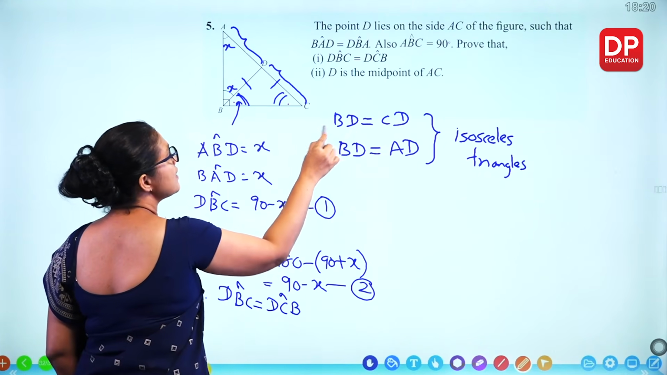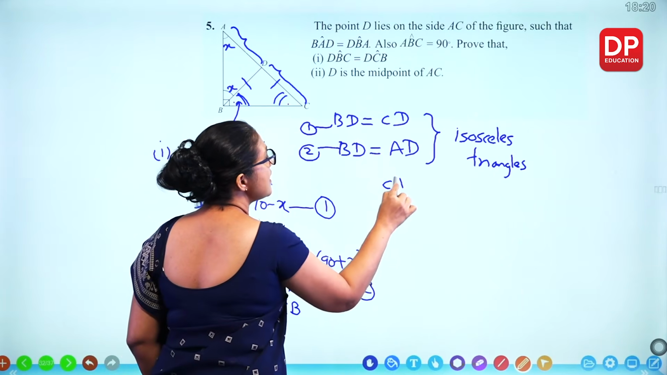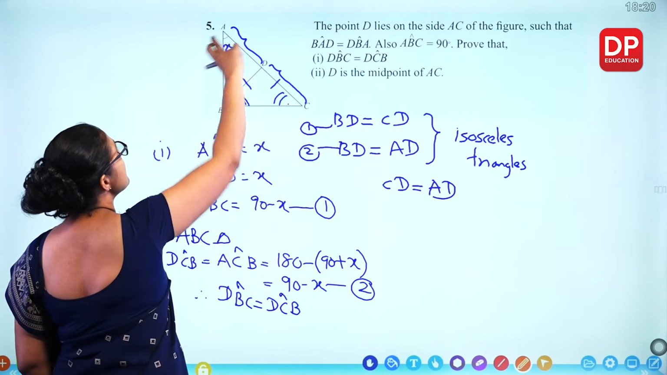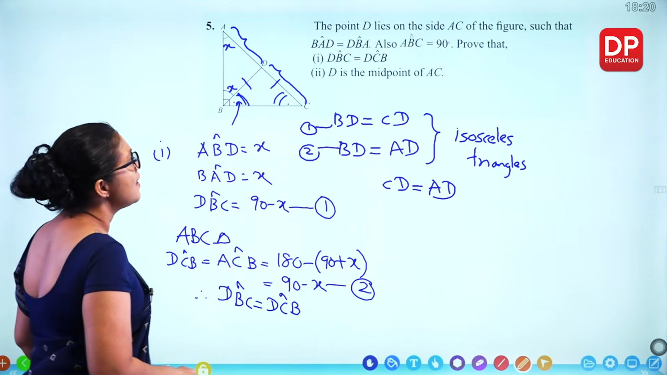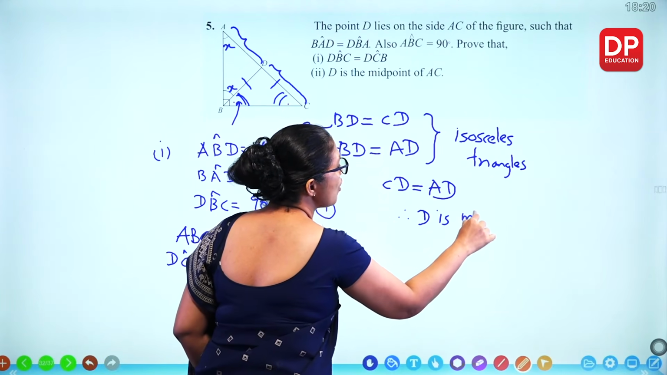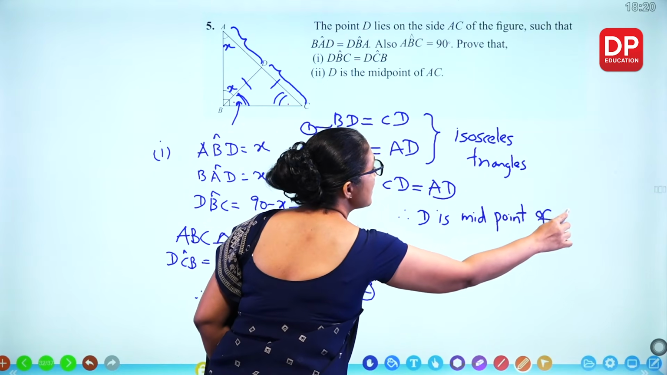So now look at these two, 1 and 2. We can say CD is equal to AD. So this distance is equal to this distance. That means D is the midpoint of AC.